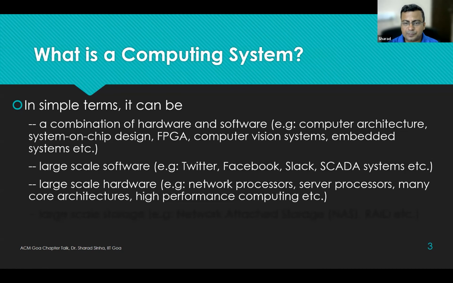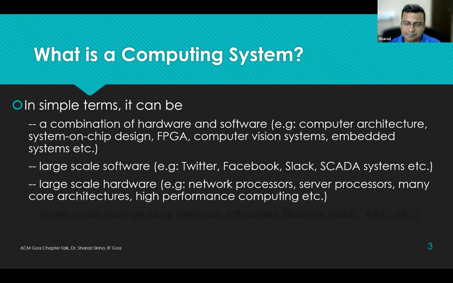You can also think of server processors or server class processors like what you find in Amazon AWS or Microsoft Azure, which provide a host of services and a host of facilities for people to make use of. You have many core architecture kind of processors where inside one processor, instead of having 2 cores, 4 cores or 8 cores, you can have 100 cores, you can have 500 cores. In research, even there are 1000 core processors.